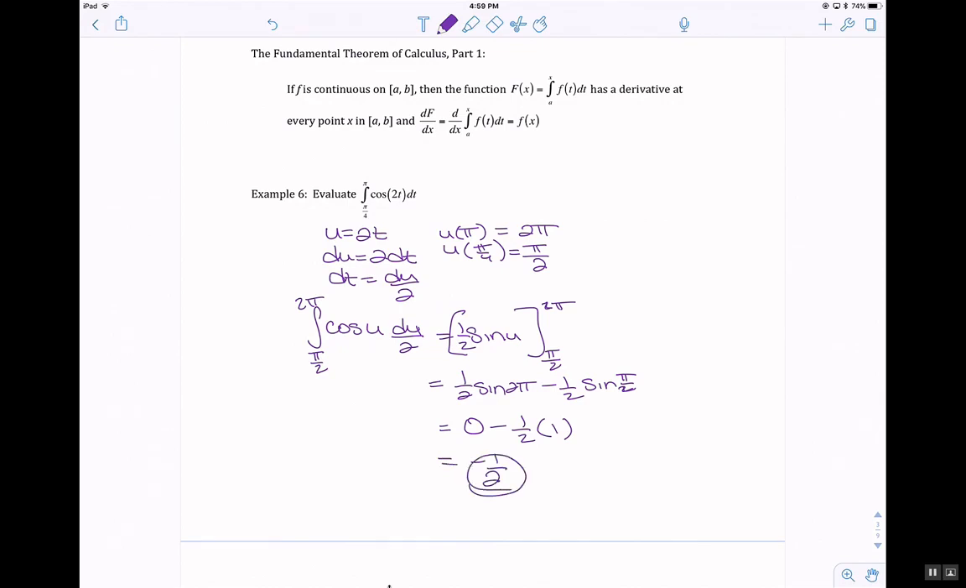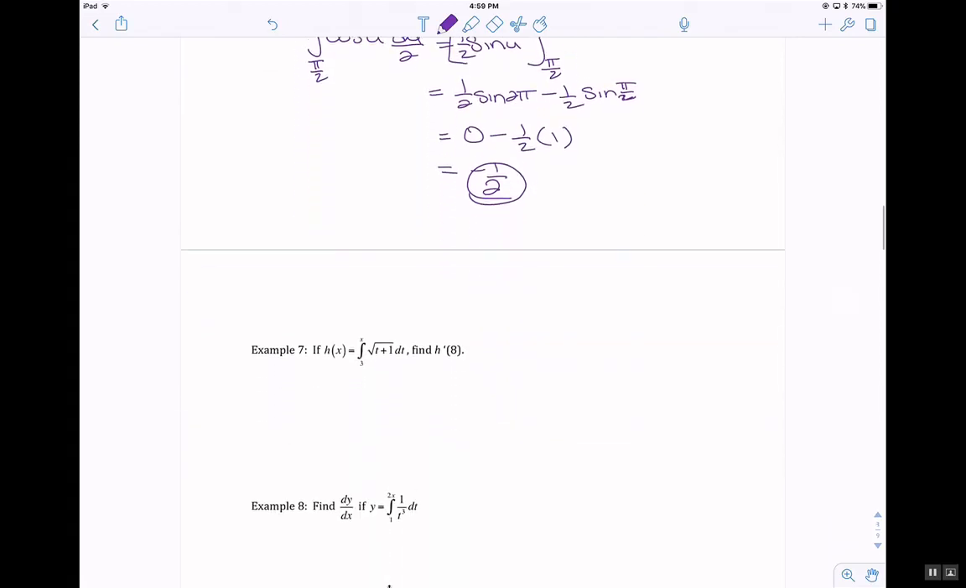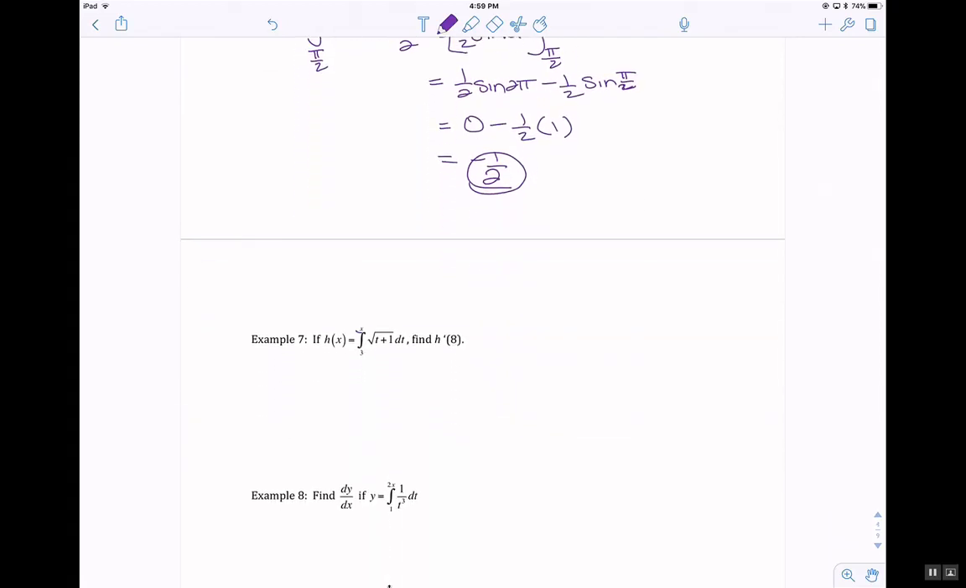Okay, so now let's take some derivatives of some antiderivatives. We take the derivative of the antiderivative. Remember, you take your top boundary, provided it's the variable. You ignore the number in the bottom. You take it and you substitute it in for your variable t. And then you multiply by the derivative of the variable.